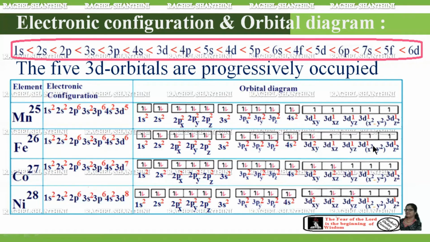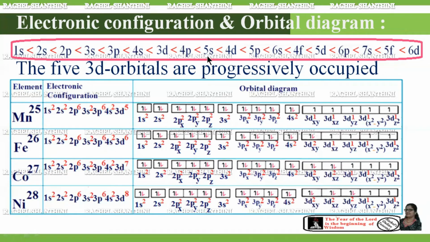Now all the orbitals are filled up, right? Now the sixth electron will occupy the 3dxy orbital. Only the sixth electron will pair up with the first electron. In the same way, we have to draw the orbital diagram for cobalt and nickel, right?